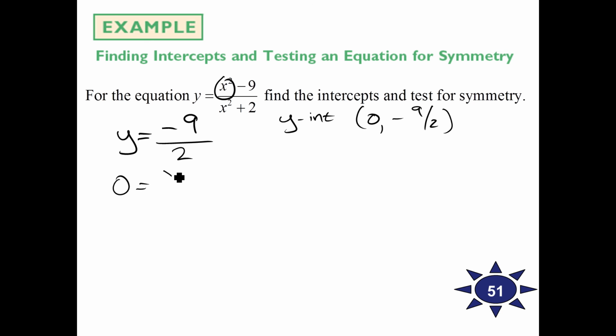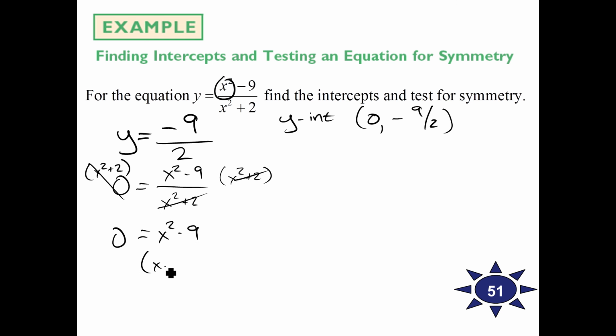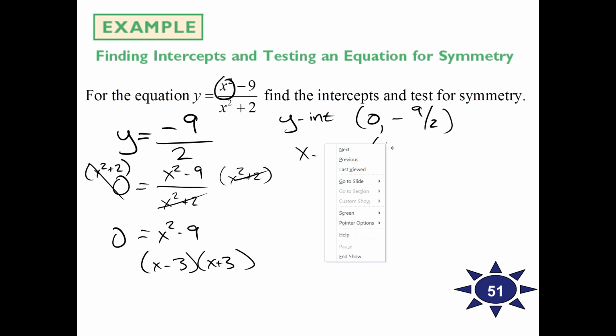Let's go ahead and solve for the x-intercepts here. 0 equals x squared minus 9 all over x squared plus 2. Now the nice thing here is that if I multiply both sides by x squared plus 2, 0 times x squared plus 2 is still 0. These will cancel, so we have 0 equals x squared minus 9. And we know that this is going to be a -3 and a +3. So we have our x-intercepts as plus or minus 3, 0. We'd have 2 of them.